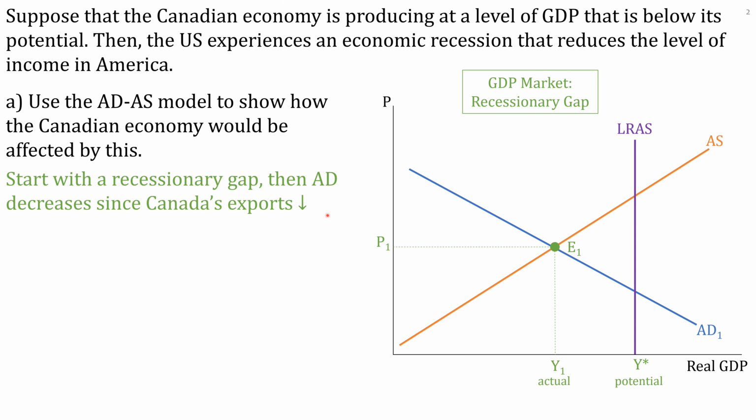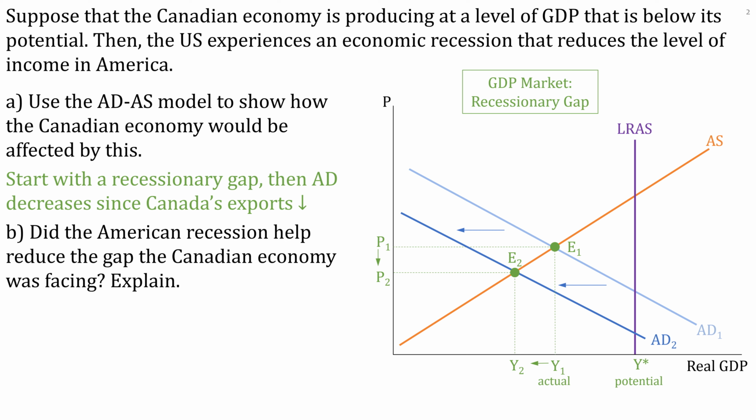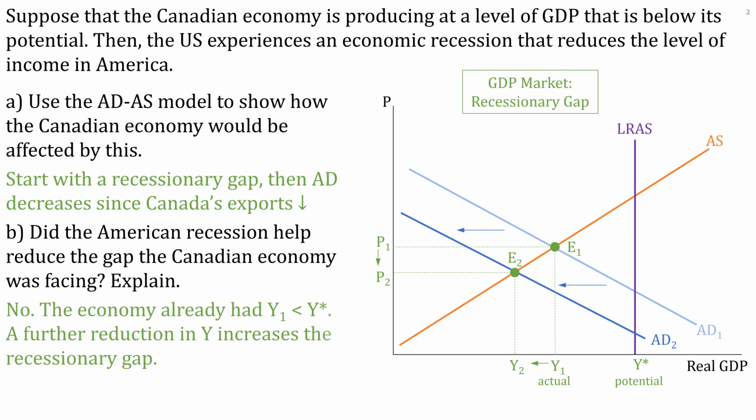Okay. If AD decreases, what you do is you shift it to the left, right? So you draw your arrows, you draw a new curve, make sure you label everything, and you see that the price drops and the GDP also drops. Did the American recession help reduce the gap? No, actually the gap is even wider. So we were already in a recessionary gap and we got a further reduction in GDP.